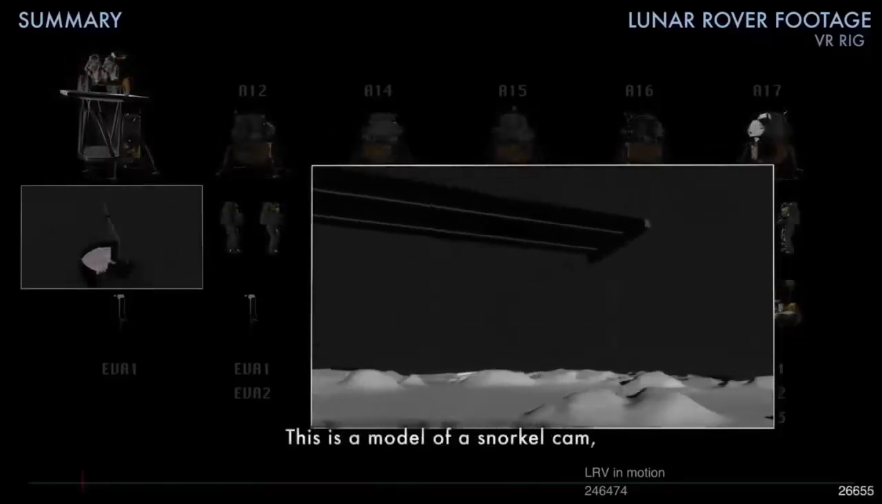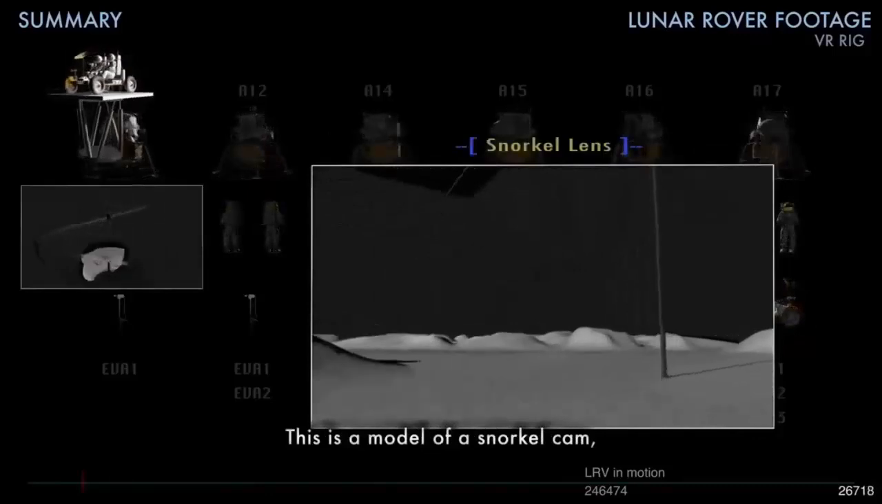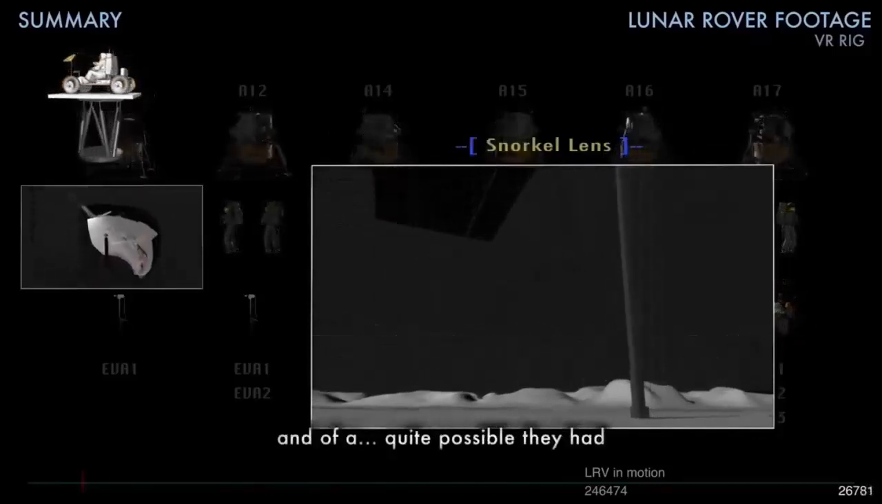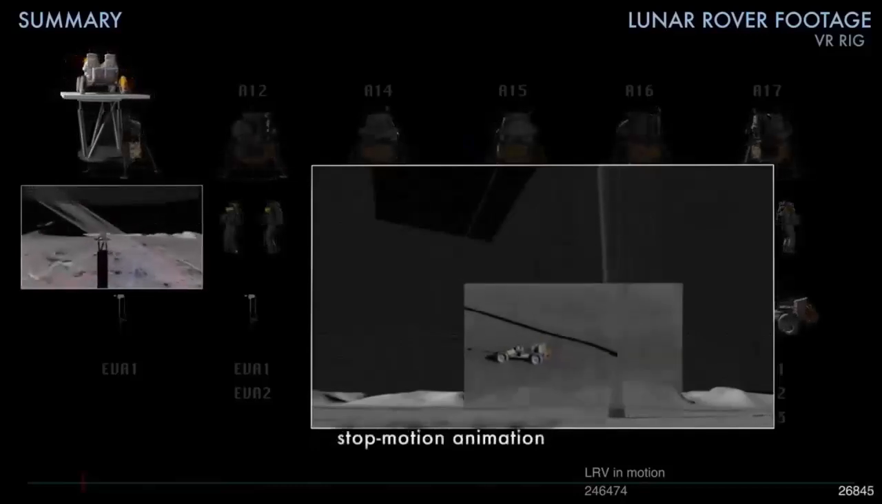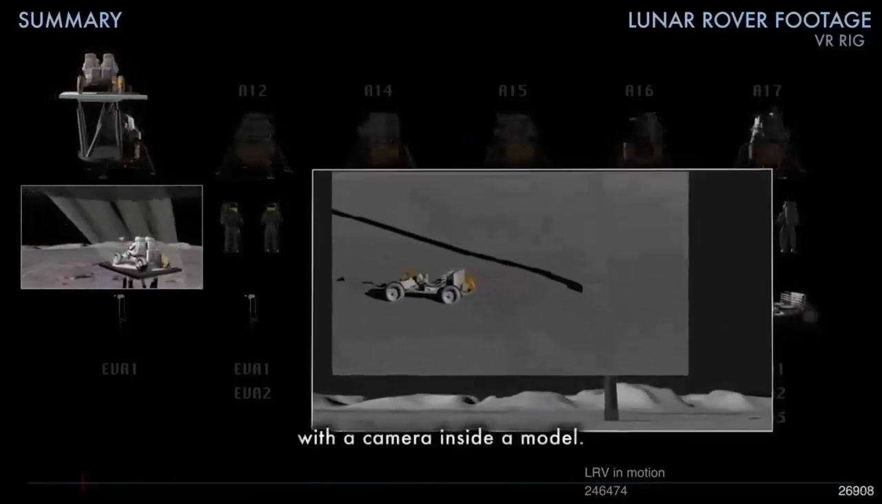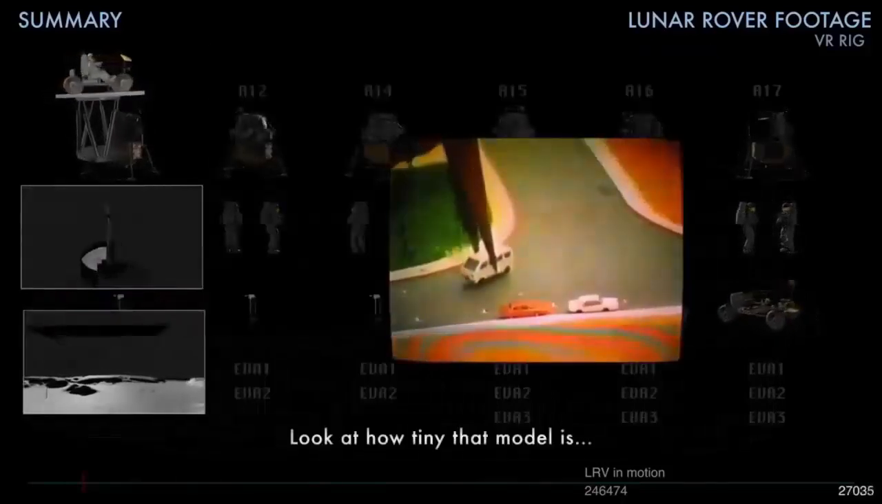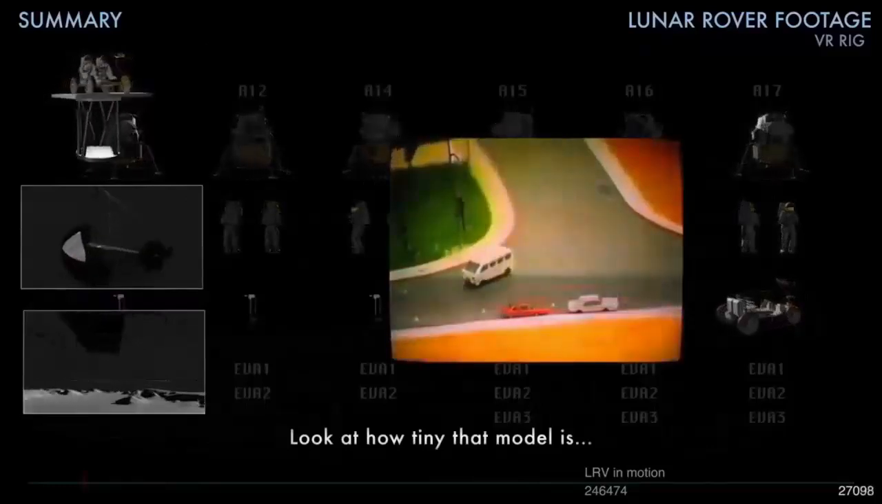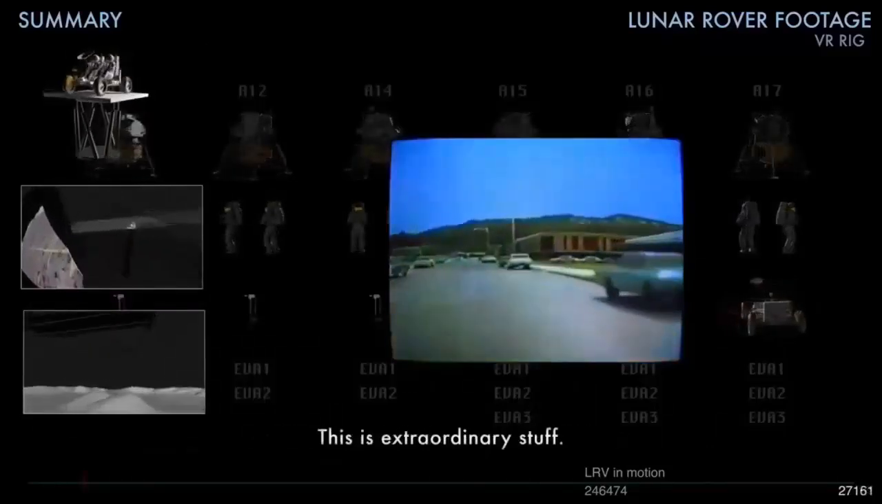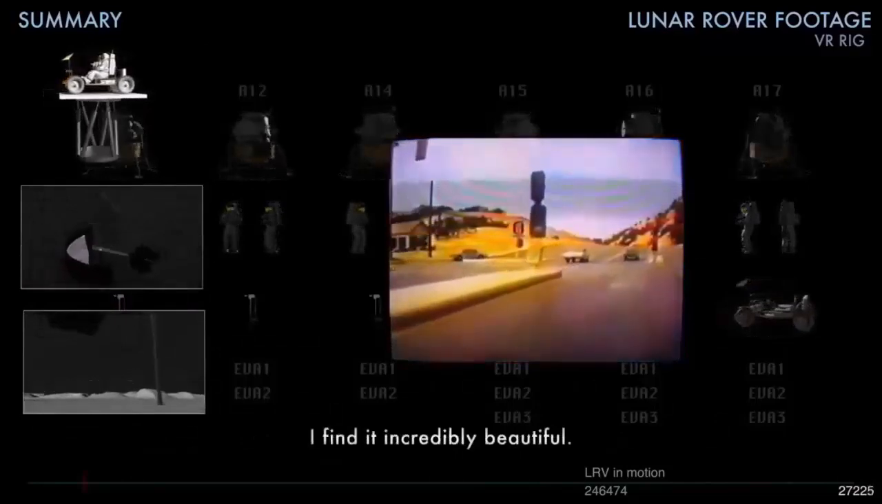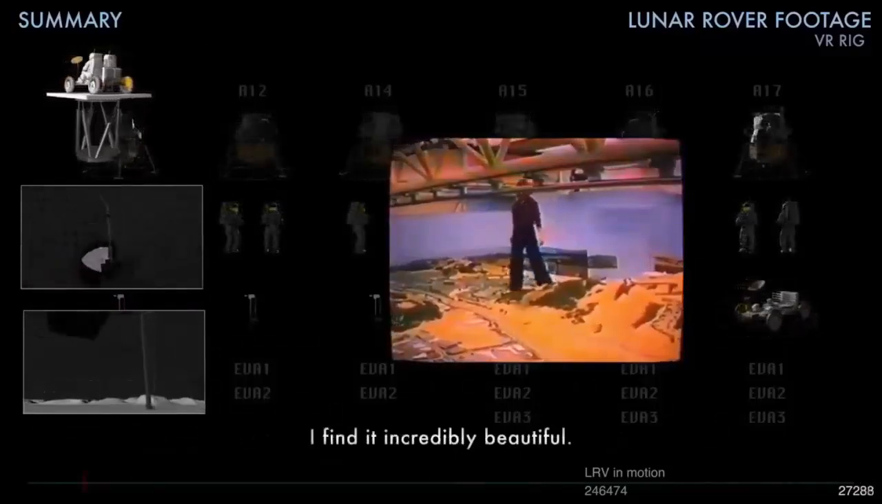This is a model of a snorkel cam, and quite possibly they had stop motion animation with a camera inside a model. Look at how tiny that model is. And look at the footage generated. This is extraordinary stuff. I find it incredibly beautiful.